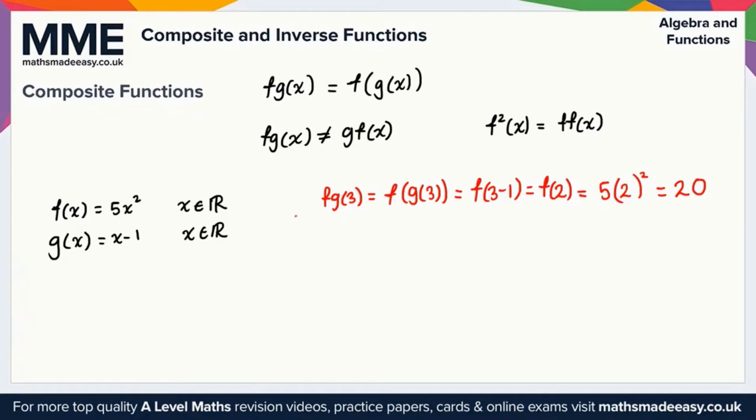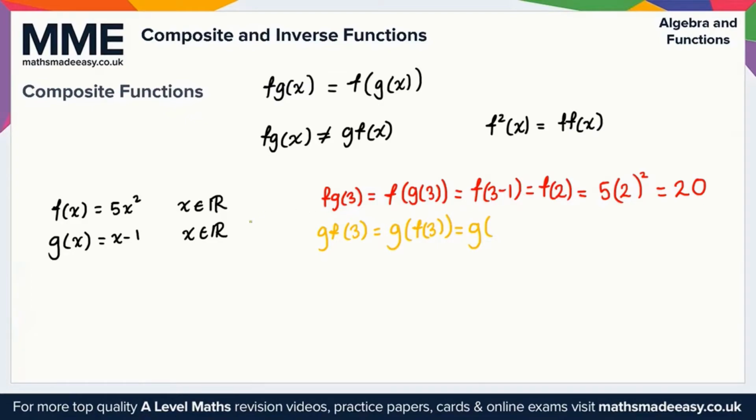Okay, so that's our first solution there. Let's take a look now at GF of 3. Just to highlight, FG of x is not equal to GF of x. So GF of 3, in that case, we can write this as G of f of 3.